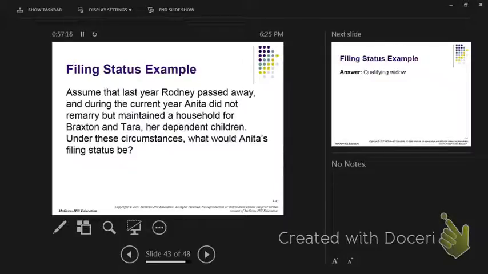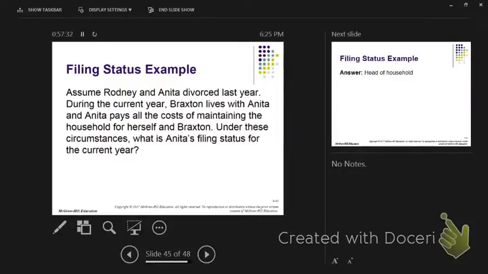All right, so, okay, now assume that Rodney passed away last year, and during the year Anita did not remarry, but maintained a household for Braxton and Tara, her kids. What would her status be? Qualified widow. All right, now, let's change that.